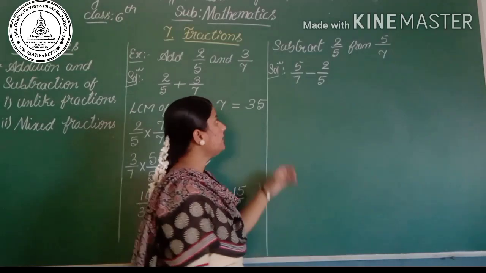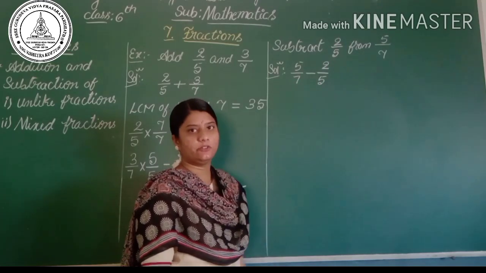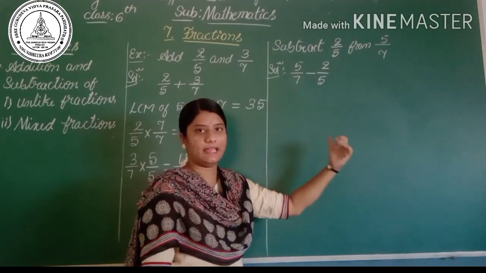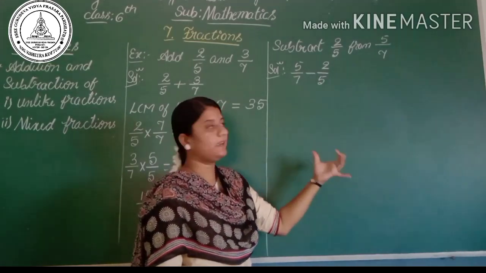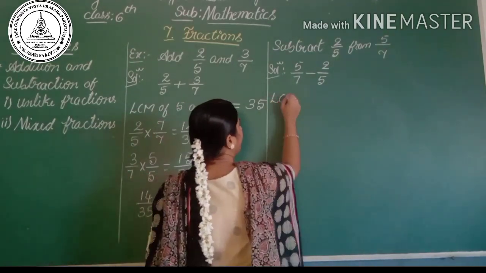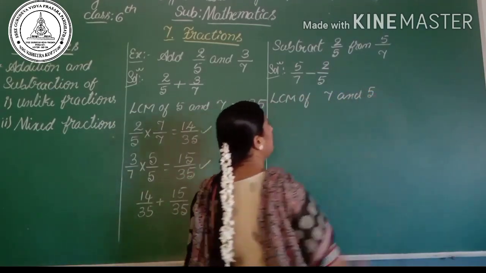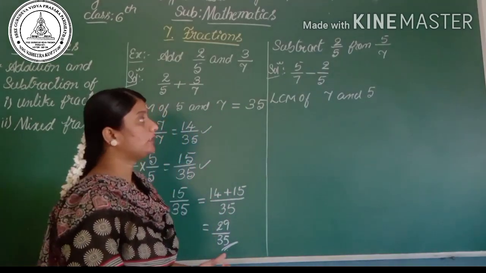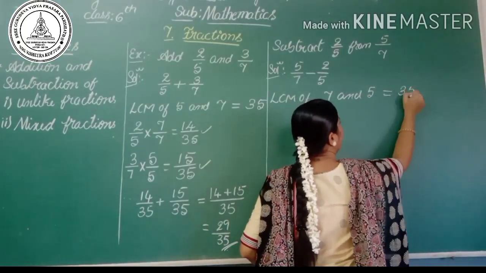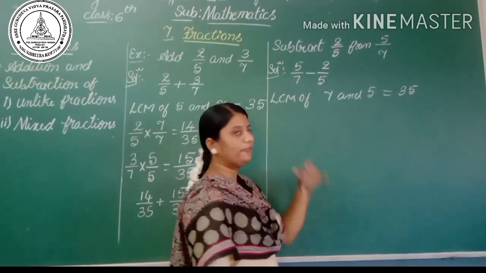Both the fractions have different denominators, so these two fractions are unlike fractions. While subtracting unlike fractions, we have to make them into like fractions by taking the LCM and equating the denominators. Let's take the LCM of 7 and 5. 7 and 5 are two prime numbers, so the LCM is 7 times 5, which is 35. Make the denominator 35 for both the fractions.